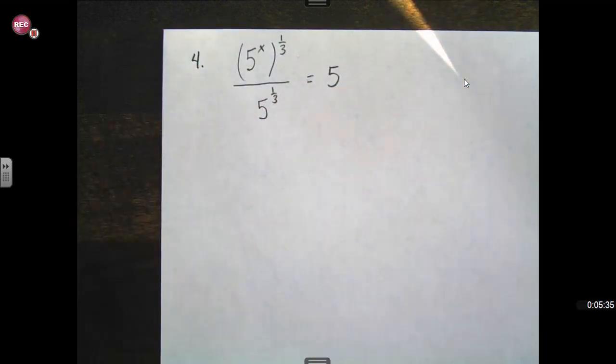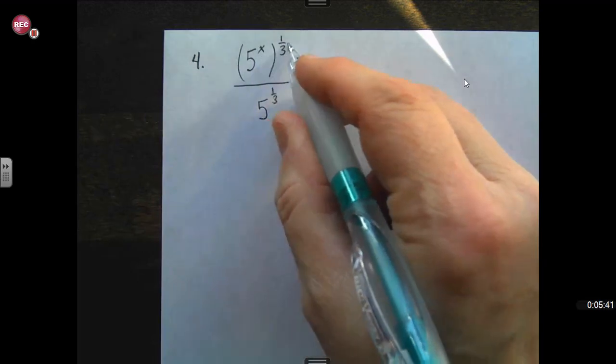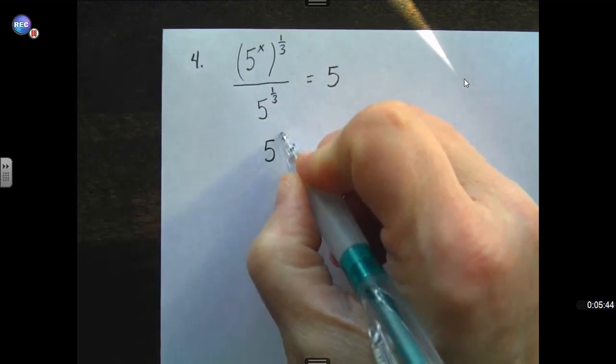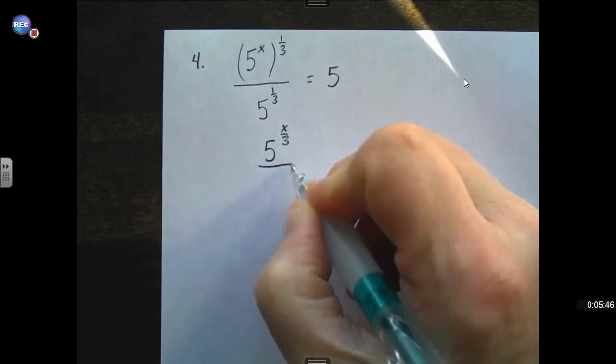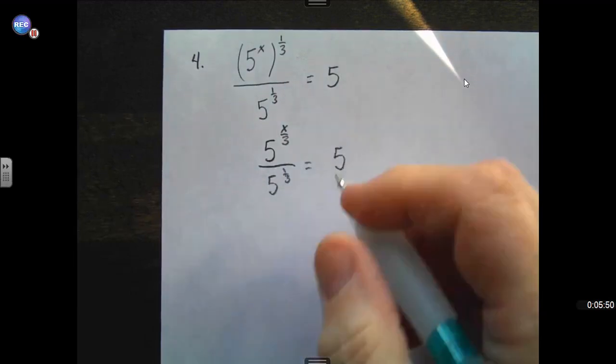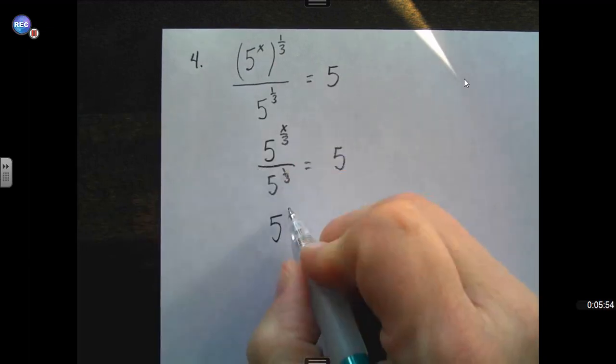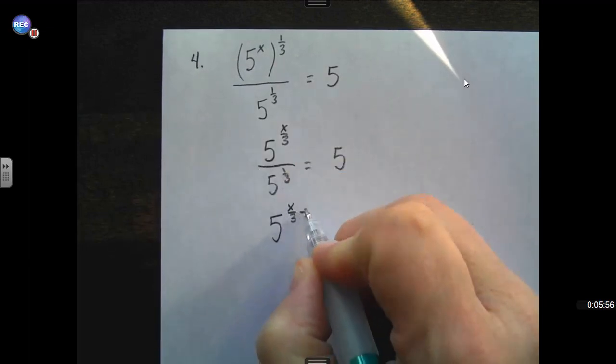So the bases all match. I just need to get my exponents together. This is power to a power, so I multiply. I have 5 to the x over 3 over 5 to the 1/3 equals 5. When I'm dividing, I subtract the exponents.